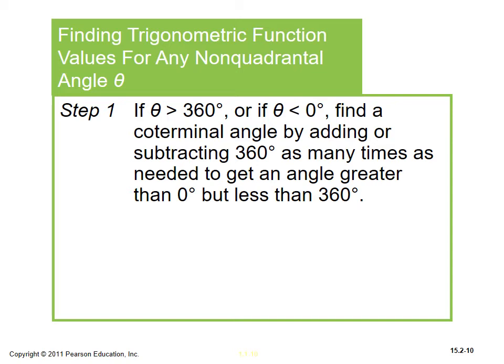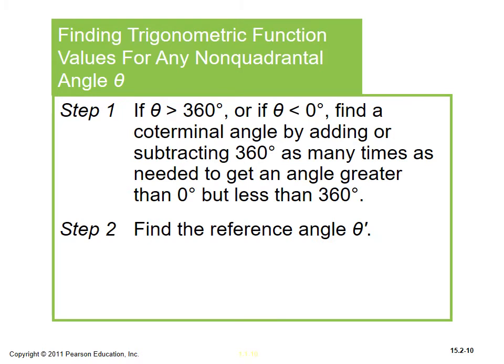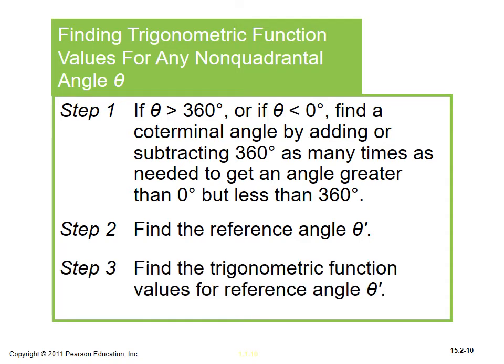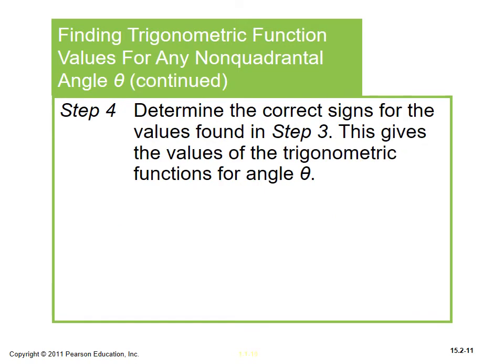So if theta is greater than 360 or if theta is less than 0, find a coterminal angle by adding or subtracting 360 as many times as needed to get an angle greater than 0 degrees but less than 360. Then find the reference angle using the methodology we showed you earlier. Then find the trig function values for the reference angle theta prime. Then determine the correct signs for the values found in step 3. This gives the values of the trig functions for those angles.